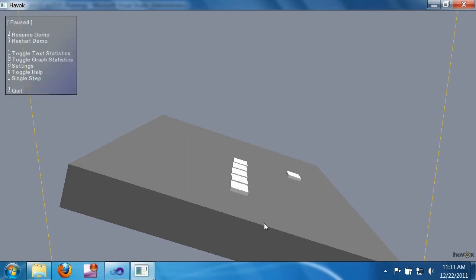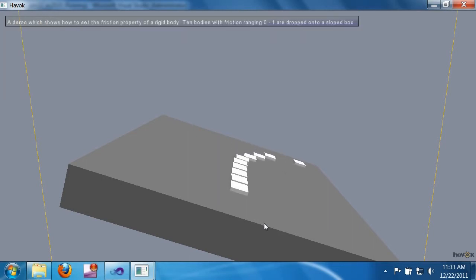And the actual effect you get depends on the friction of both bodies in contact with each other. In this demo, we have tiles with a range of different friction values, and that determines how quickly they slide down the slope, with lower friction tiles moving faster. Friction is commonly used to model objects made of different materials. For example, ice is slippery and would have low friction, while rubber grips and would have high friction.